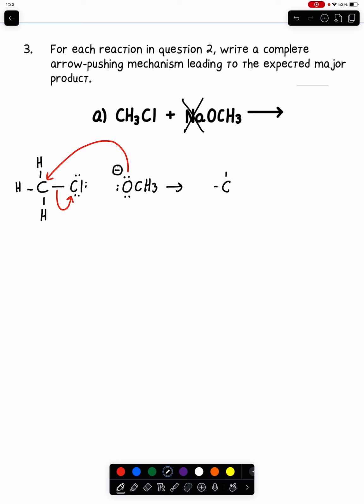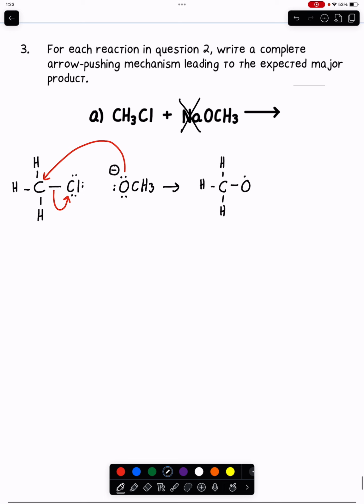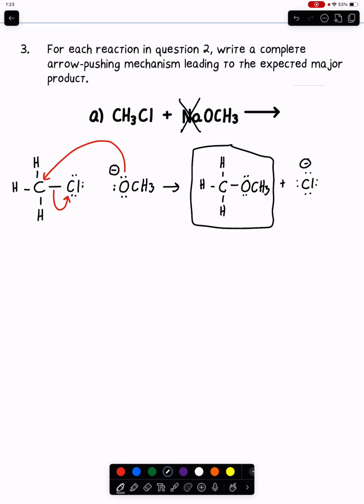So now what we have is a new bond between the carbon and the oxygen, and the methyl group that was attached to the oxygen is still there. It came along for the ride with that oxygen, and the thing that left here was the chlorine, and that chlorine now has those electrons. So that would be a complete arrow pushing mechanism for this, and this would be the expected major product here, an ether.